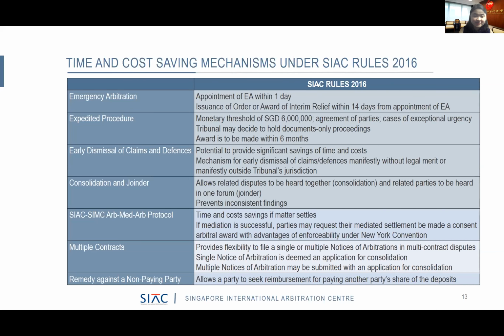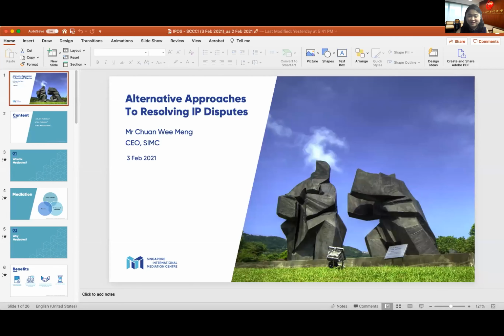Okay, thank you, Adriana. Thank you for the presentation. Now, moving forward, our third speaker for today is Mr. Chuan Wee Meng, Chief Executive Officer at SIMC. Mr. Chuan would like to be sharing on how mediation can benefit businesses and individuals in settling their IP disputes via SIMC. Along with him, he'll also be sharing some successful case studies. So without further ado, passing over to Wei Ming. Wei Ming, over to you.